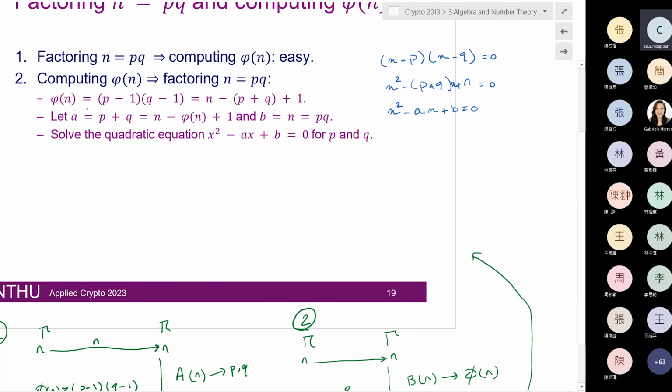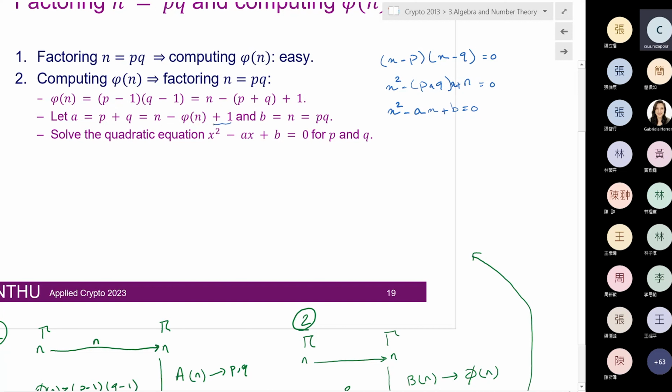So this is exactly what is happening over here. If you see the phi n equation, it is p minus 1 times q minus 1. If I do the multiplication, I get n minus (p plus q) plus 1. So I'm sort of getting a pattern. I'm going to define a to be p plus q. If I take the rest of them to the other side of the equation, and I move this phi n to the other side, I get p plus q equals n minus phi n plus 1. So they would remain the same.